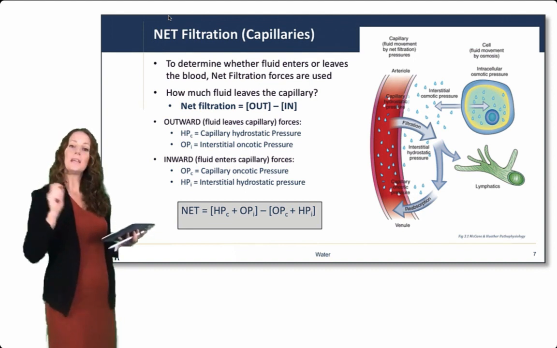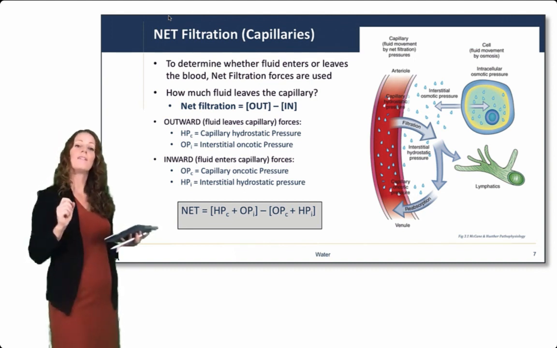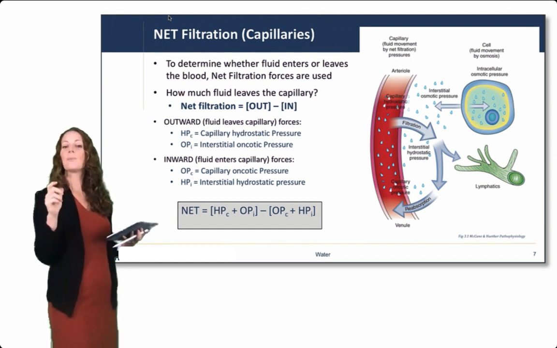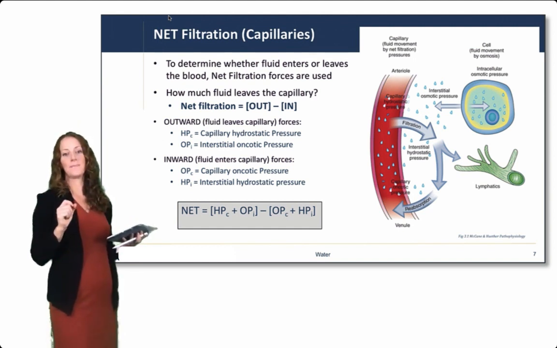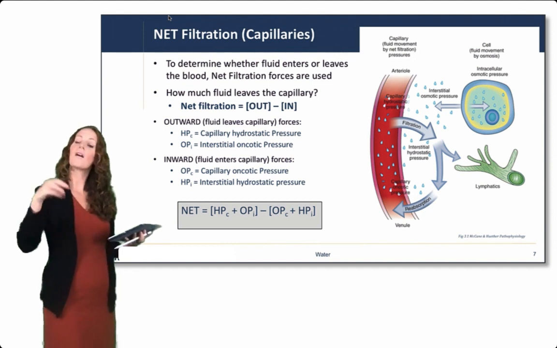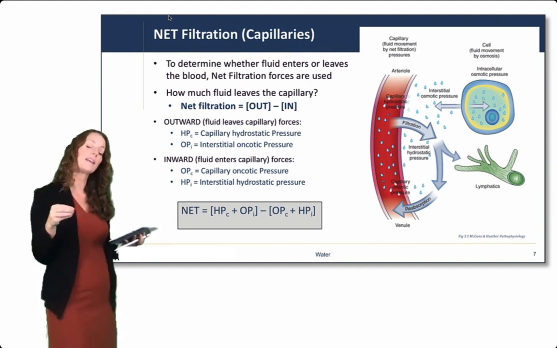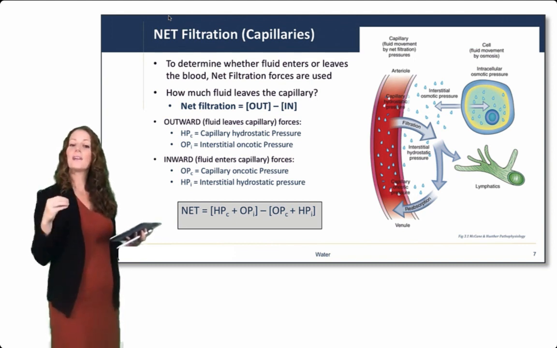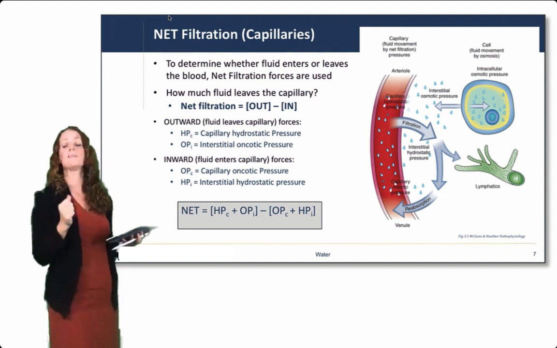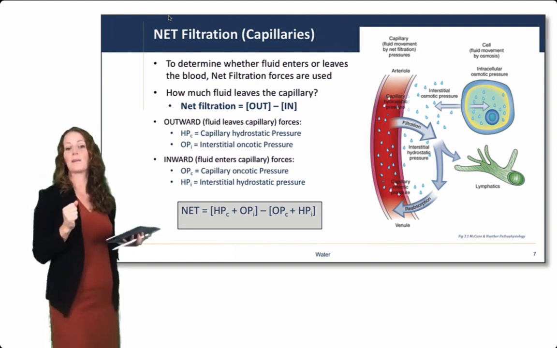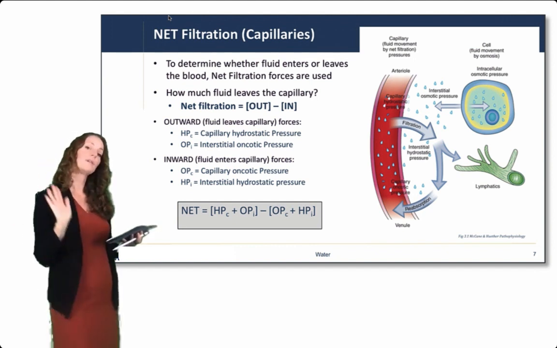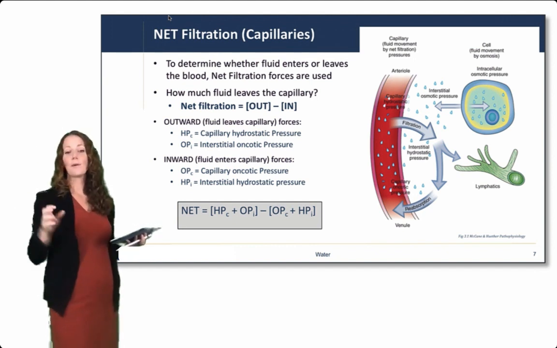We're going to use HP for hydrostatic pressure and OP for oncotic pressure. We'll use a little C for the capillary and a little I for the interstitium. Inward pressures are fluid entering the capillary. Inward pressures would be the oncotic pressure, or the albumins within the capillary drawing fluid into the capillary. And another inward pressure would be any fluid that's within the interstitium, for example, that hasn't been picked up by the lymphatics.